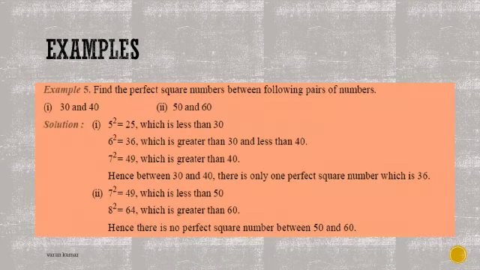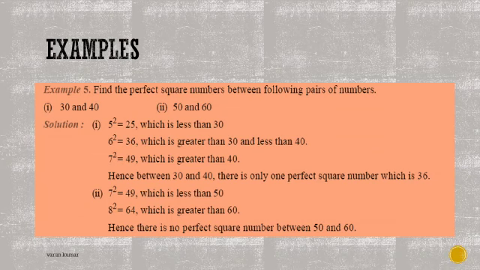Example: find the perfect square number between the following pair of numbers. Suppose that we have to find the square between 30 and 40. Then we see that 5 square is equal to 25, which is less than 30, and 6 square is equal to 36, which is greater than 30 and less than 40, and 7 square is equal to 49, which is greater than 40. Hence, between 30 and 40, there is only one perfect square number, which is 36.